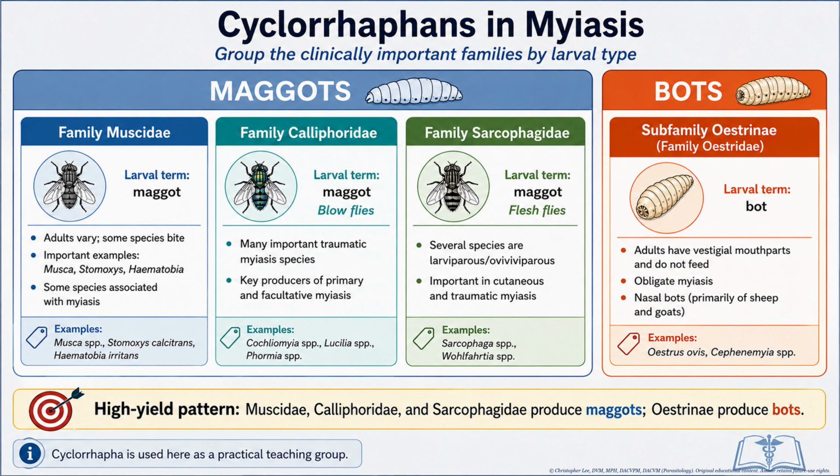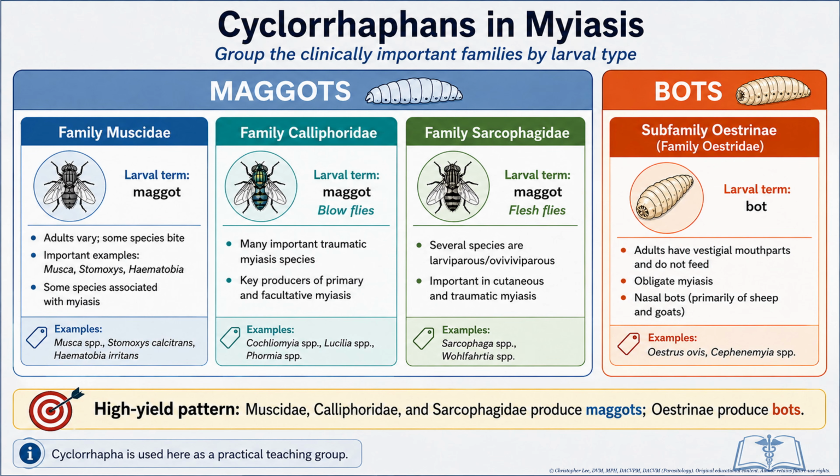The name Calliphoridae means beauty-bearing, which fits the mesmerizing metallic blue and green bodies of many adult blowflies. But in veterinary medicine, these beautiful flies have ugly consequences. Their larvae may be involved in wound contamination, facultative myiasis, and in some species, serious obligate myiasis.